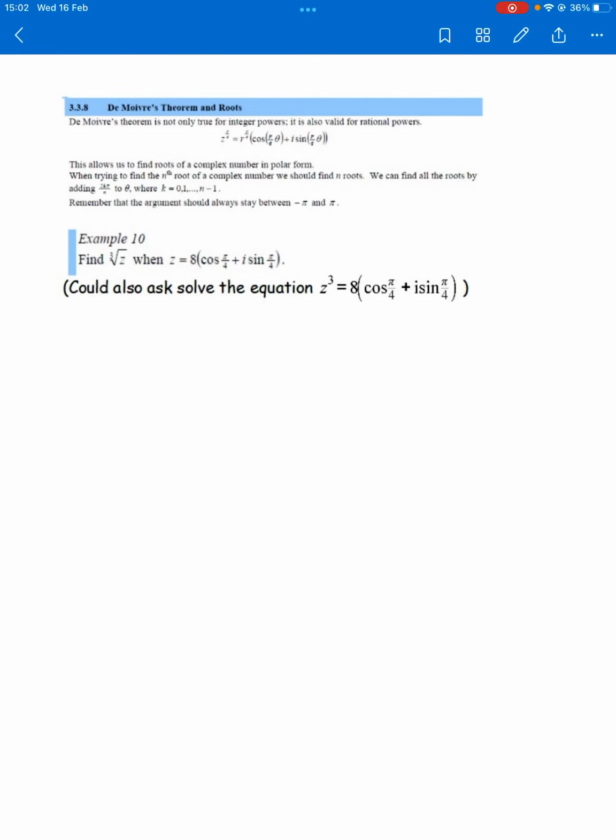Hey team. Right, we're going to the last part of complex numbers. I'm afraid it's the hardest one, save the best till last and all that.